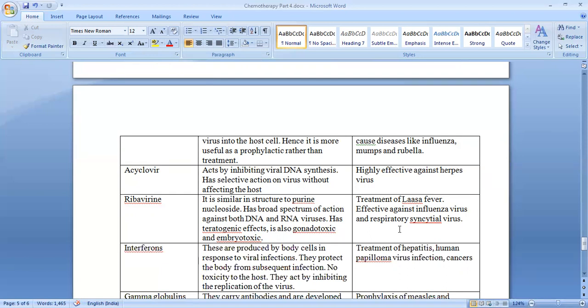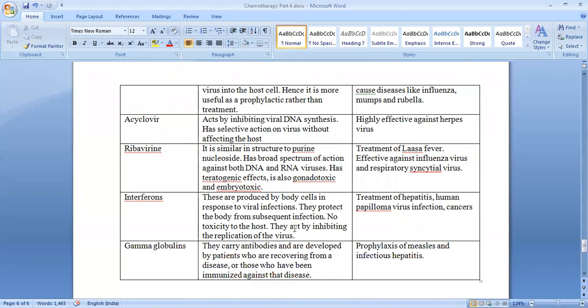But the only problem is that it has teratogenic effect, and it is also gonadotoxic. That means it will cause toxicity to the reproductive organs. And it is embryotoxic. So if there is a fetus growing within the mother's womb, it will damage or cause toxic effects on that embryo. That is the reason why this drug should not be administered to pregnant women.